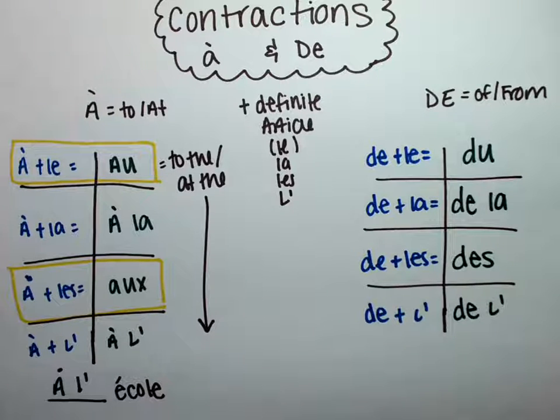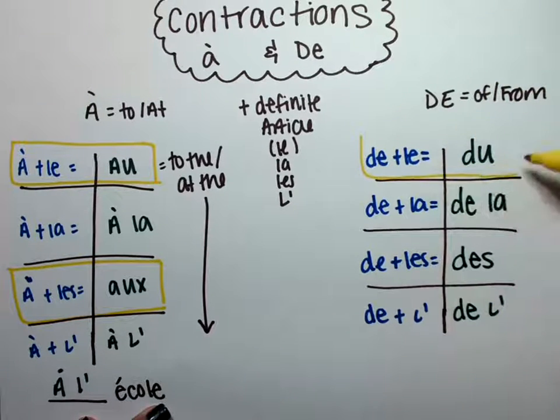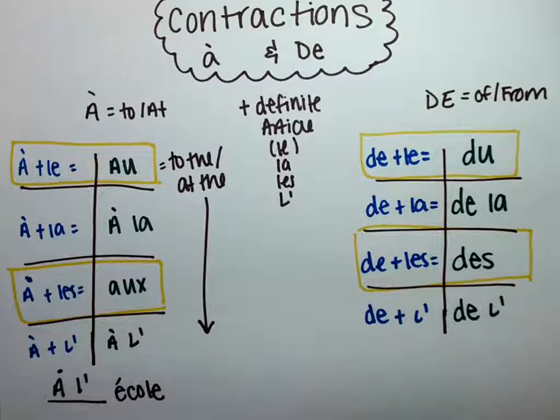So out of all of those, we still only have two that we need to worry about. We only need to worry about this one and this one. Those are the only ones that are going to change. Everything else stays the same. All right, let's do an example.